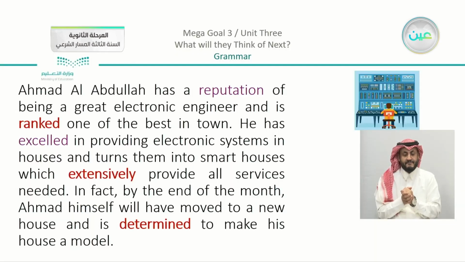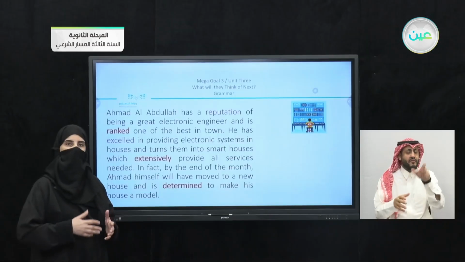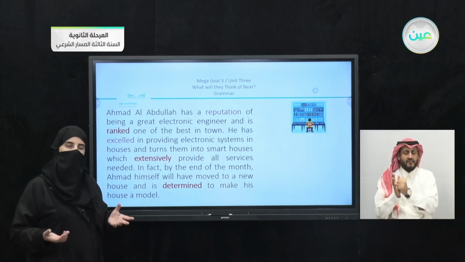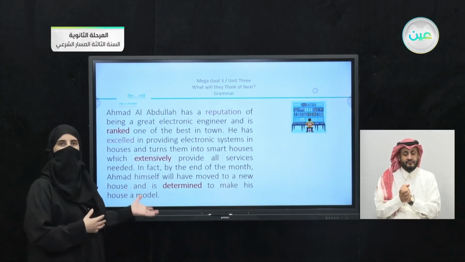First of all, we're talking about Ahmed Abdullah, who has a reputation of being a great electronic engineer and is ranked one of the best in town. He has excelled in providing electronic systems in houses and turns them into smart houses, which extensively provide all services needed. In fact, by the end of the month, Ahmed himself will have moved to a new house and is determined to make his house a model. So we are talking about an engineer, and this engineer has a kind of smart house. We have the idea, but what are the forms that indicate the future here?